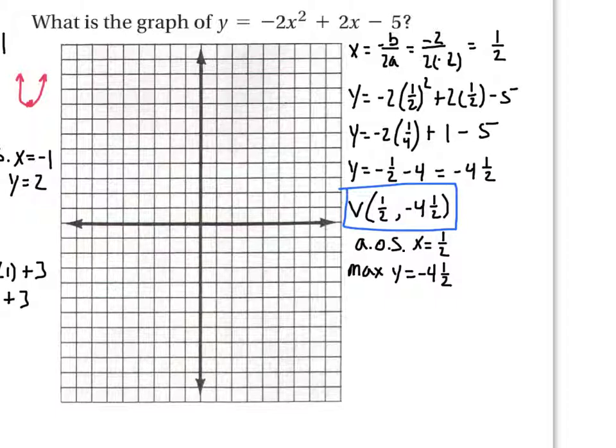The other thing we can pull from the equation is what? The y-intercept, which is located at (0, -5). It's always the constant term in your equation. So let's graph what we have. Our axis of symmetry is at x equals 1/2. So go to 1/2 on the x-axis and draw a vertical line.